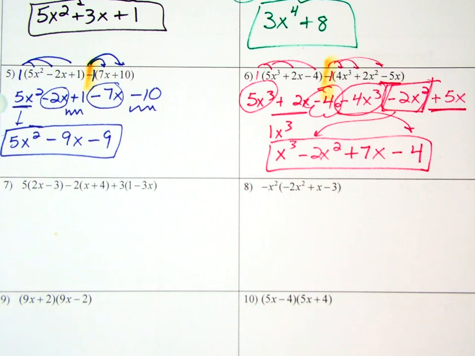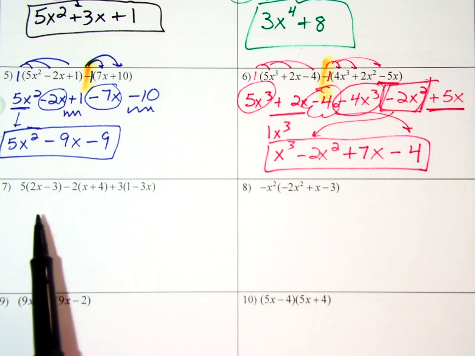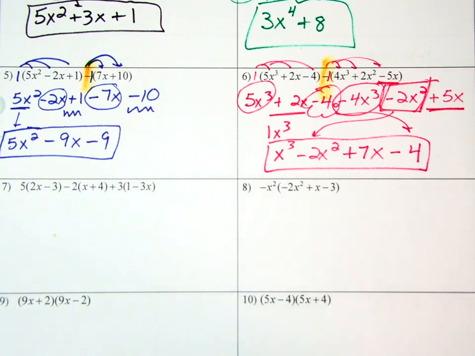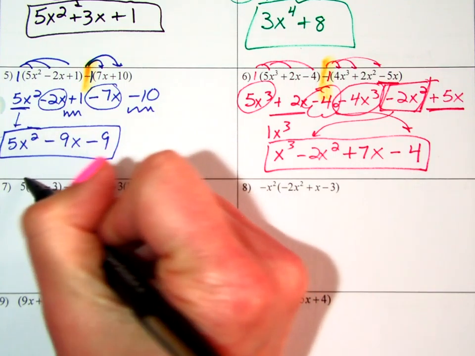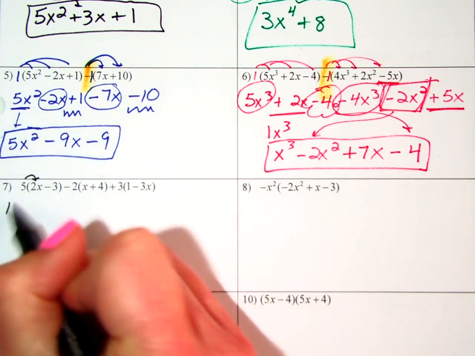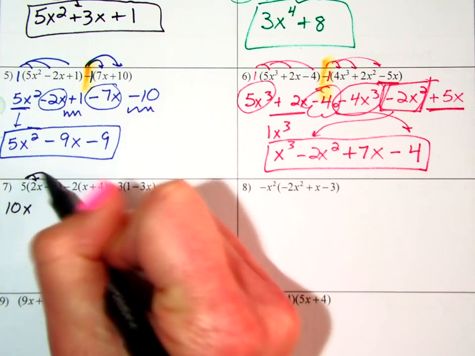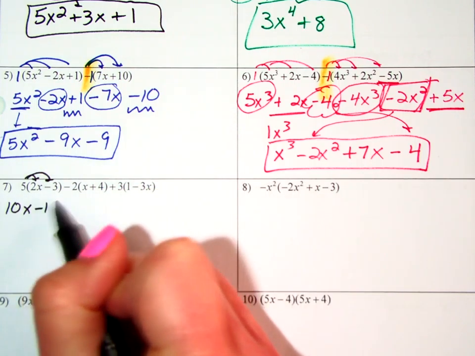All right, number 7. This one was a tricky one. But again, this is really just simplifying, so we really should just distribute, right? So we're going to do 5 times 2x, which is 10x. 5 times negative 3, which is negative 15.